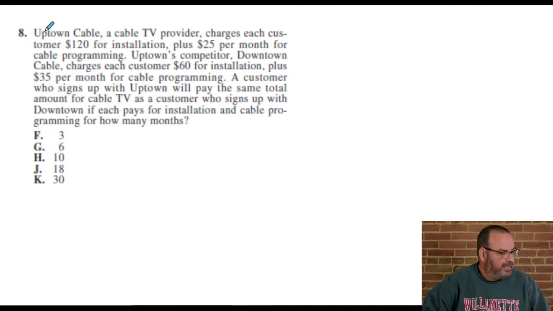All right, here we go. TV. The Uptown Cable TV provider charges the customers $120 for installation and $25 a month. Wait a second. This is the exact same problem as the one before. I could make this up all day long. It's a service fee. It's a linear function, a flat fee, plus a rate. So it's y equals mx plus b.